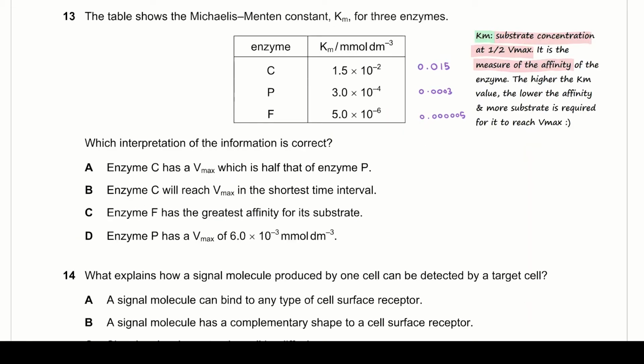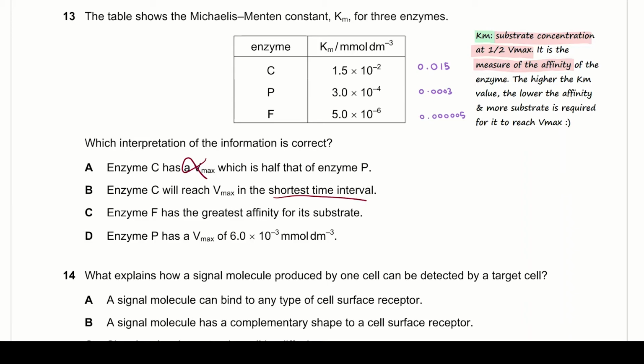The table shows the Michaelis-Menten constant Km for 3 enzymes. Which interpretation of the information is correct? A. Enzyme C has a Vmax which is half of enzyme P. This is incorrect because here it's only giving you the Km value, which measures the affinity. It has nothing to do with Vmax in this case. So we cannot decide from the data that's given. B. Enzyme C will reach Vmax in the shortest time interval. We can't actually decide that.